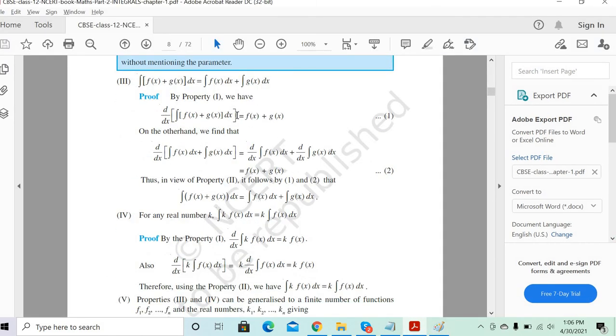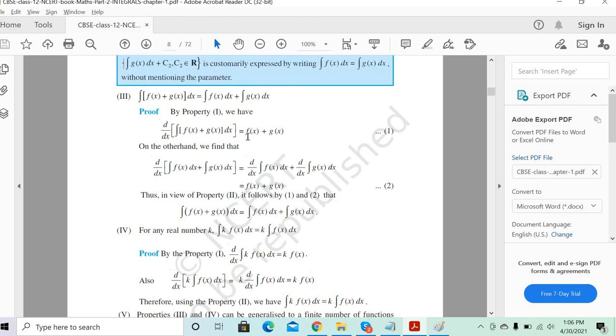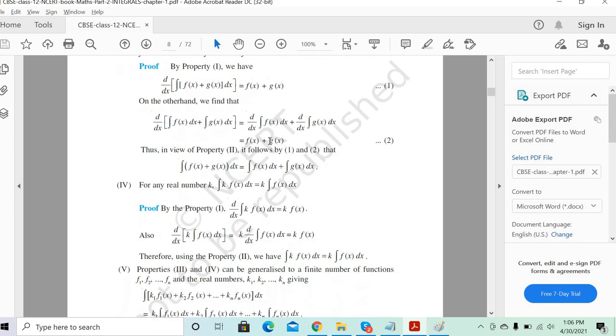This part is clear to you? Okay. It's a simple addition and subtraction, you can do the individual terms only. Clear? Yes, sir. Sure.